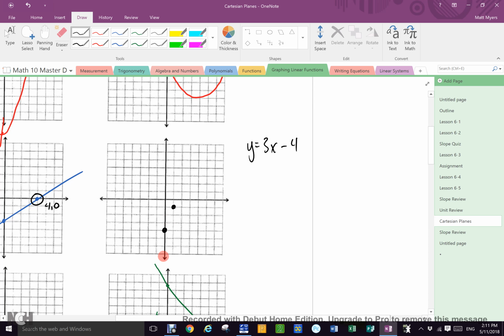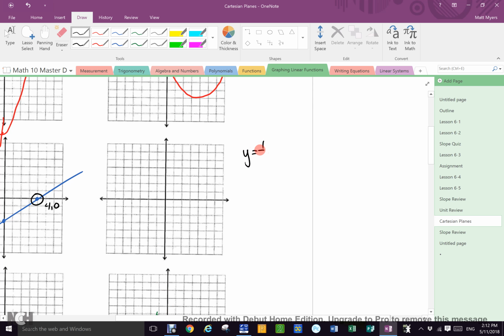Why didn't I go down 3? Could I have? I could have, because it fits on the graph. 1, 2, 3, left 1. And there's my line. Cool? Because 3 is really 3 over 1. Right? Everybody cool? Okay, what if I had this one?